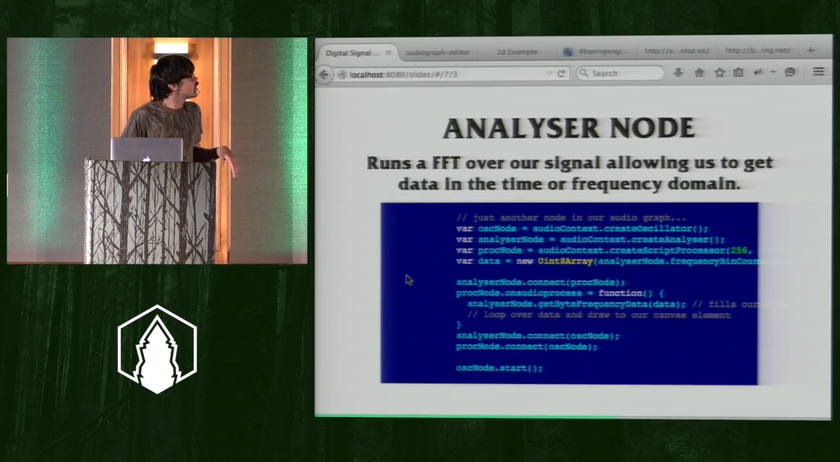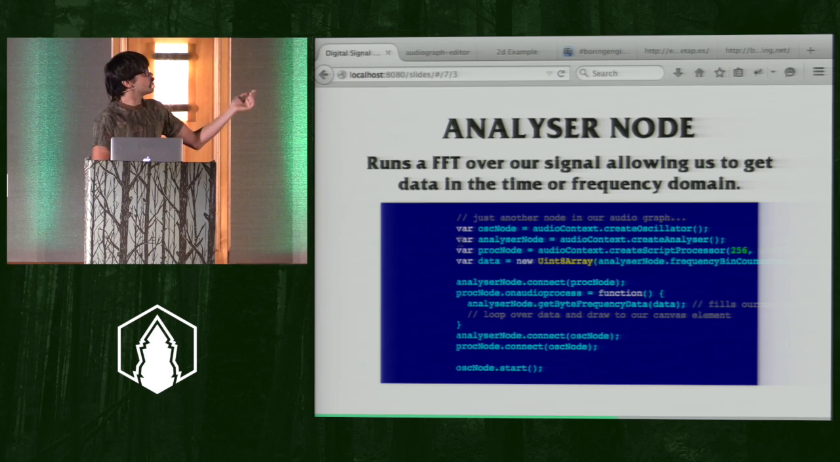Moving on, though. We want to talk about our analyzer node. This is another node that we'd be hooking up into that chain. It'll be running, like I said before, the discrete or fast Fourier transform over our signal, allowing us to get data in the time or frequency domain. What the analyzer node actually does is sample our signal in real time, and give us the stuff in the time domain, or if we want it to, run that transform over it and give it to us in the frequency domain.